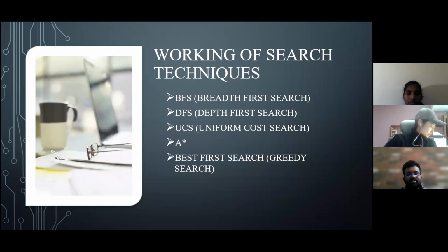And here we can see how the search techniques work: BFS, breadth first search, depth first search, UCS, A star, which will be explained in another part, and best first search, greedy search. BFS is an algorithm used to discover or search a data structure such as trees and graphs. Before proceeding to the next node at a deeper level, the current depth level is explored.